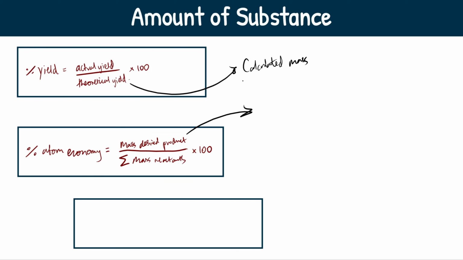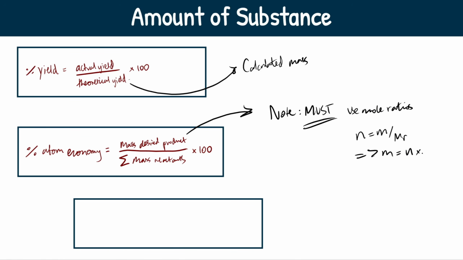The mass of the desired products and the mass of reactants, let's write this out very clearly, must use the mole ratios to calculate these. Okay, so normally you don't have to do this when you're dealing with masses, but for this, you have to think of n equals m over Mr, and then you're going to incorporate that to be m equals n times Mr. So for the purposes of this, the moles is going to be the mole ratios given to you in an equation.